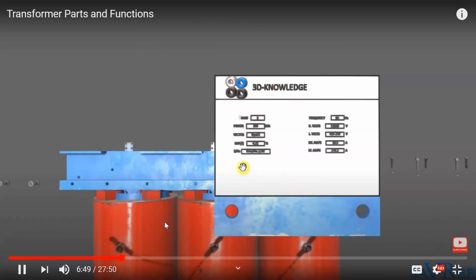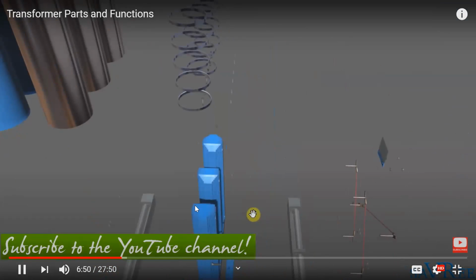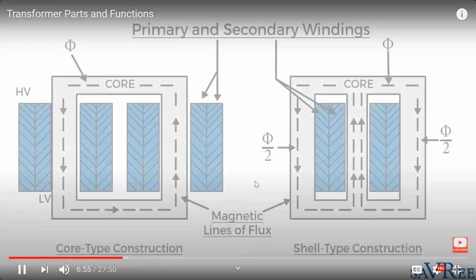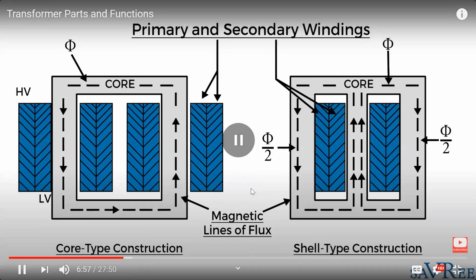The top voltage windings are going to be installed closest to the core of the transformer. So they're going to be wrapped around. So primary and secondary windings. We have two windings in a transformer, primary winding and secondary winding. So this is the basic core.